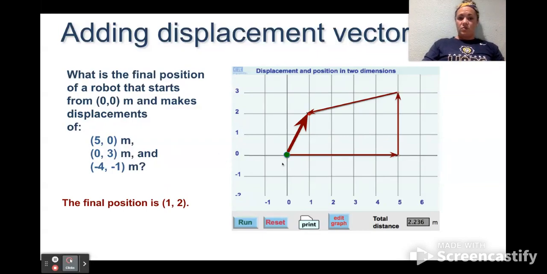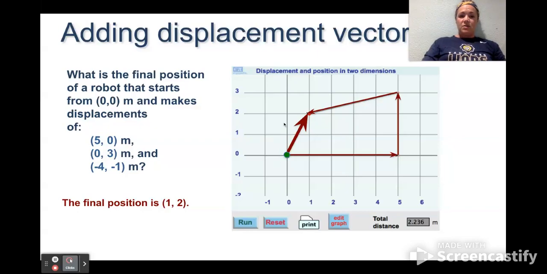So the first one is 5 and 0. The second one, 0 and 3. The third one, -4 and -1. So back to the left 4 and down 1. So that vector is not perpendicular, or doesn't line up with the axes. You have a diagonal there.